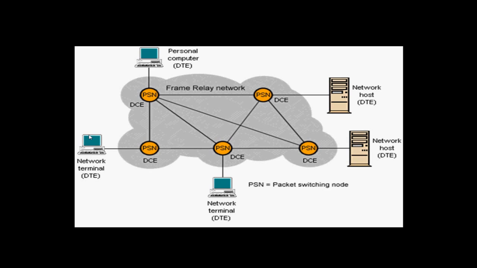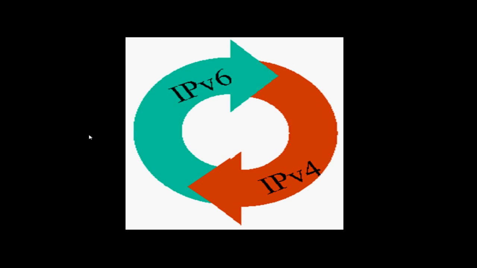The protocols included within this layer are Internet Protocol, IP, and are often known as routers using IP version 4 or IP version 6, shown here. It also handles error checking, congestion control, and packet sequencing.